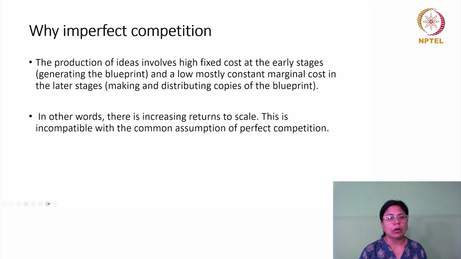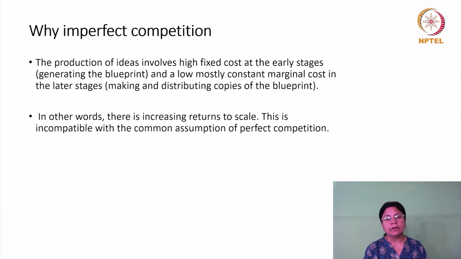Apart from that, we also talk about imperfect competition. Because of the creation of ideas, the person will have control or ownership of these ideas. They will be able to enjoy a monopoly profit, and the initial cost of producing them is going to be very high. The generation of blueprints and so on will lead to a very high fixed cost, but a very low constant marginal cost at a later stage. If you simply want to make or distribute it, the marginal cost is going to be very low.